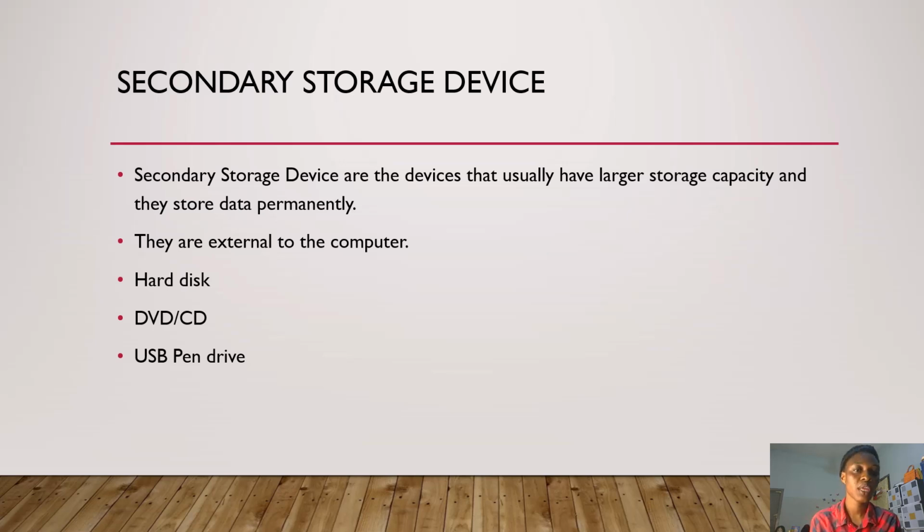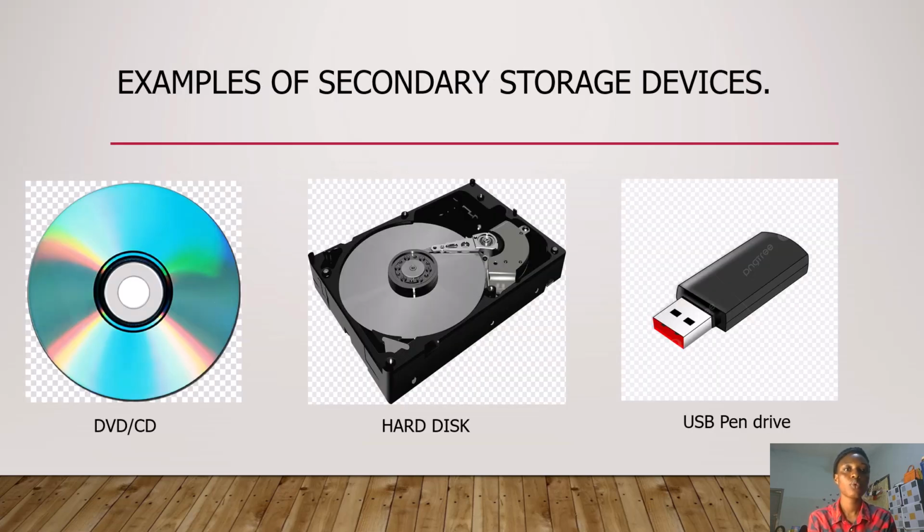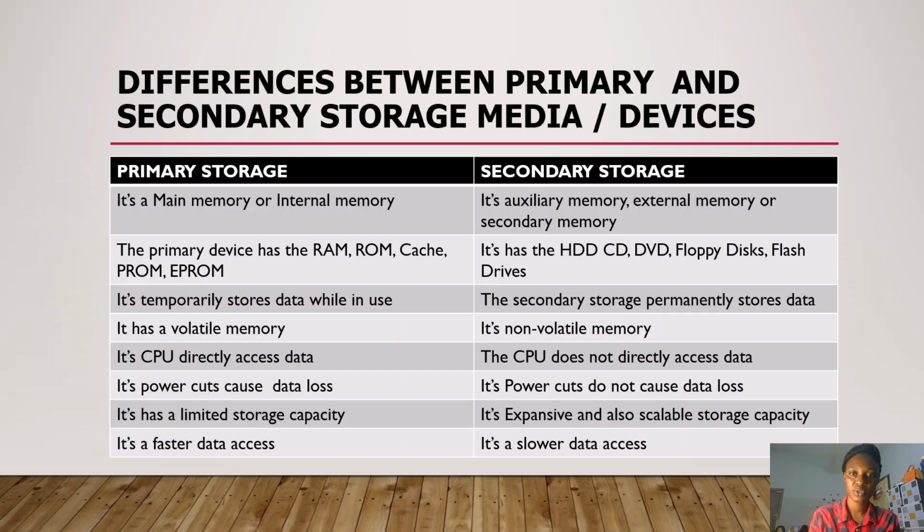They are external to the computer. So we have the hard disk, the DVD or the CD, and our pen drive, that's the USB. In these images, the first one is a type of DVD, the second one is the hard disk, and the third one is the USB, that's the pen drive. So this will be our last slide.